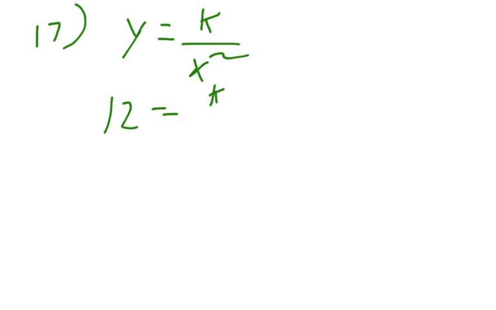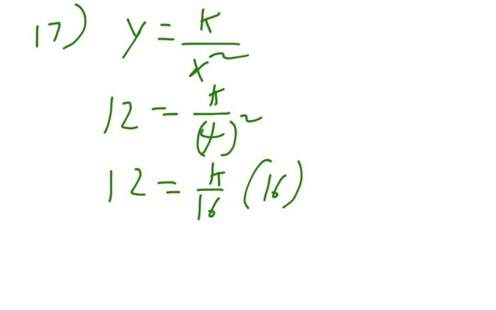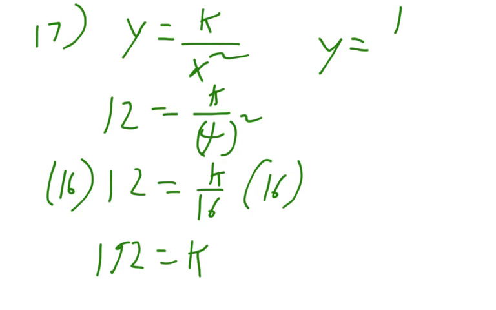Alright, finally problem number 17. y varies inversely to x squared. So if y equals 12 and x equals 4, we got 12 equals k over 16. And I multiply both sides by 16. So 192 equals k. So y equals 192 over x squared. We know y equals 152.